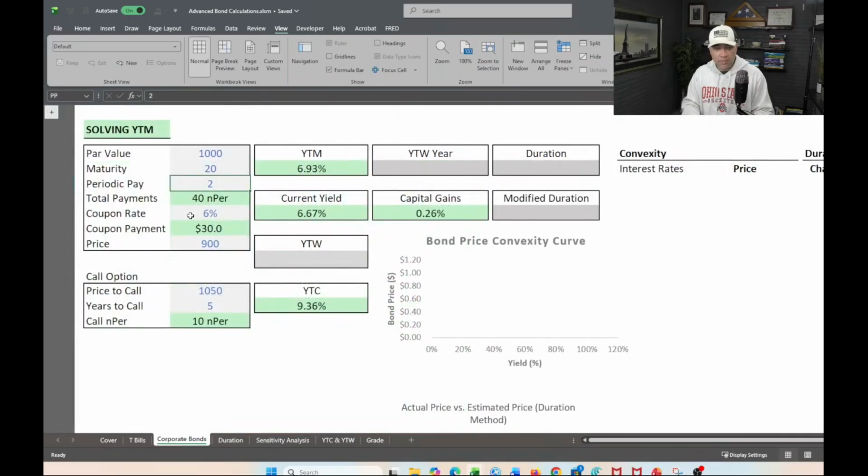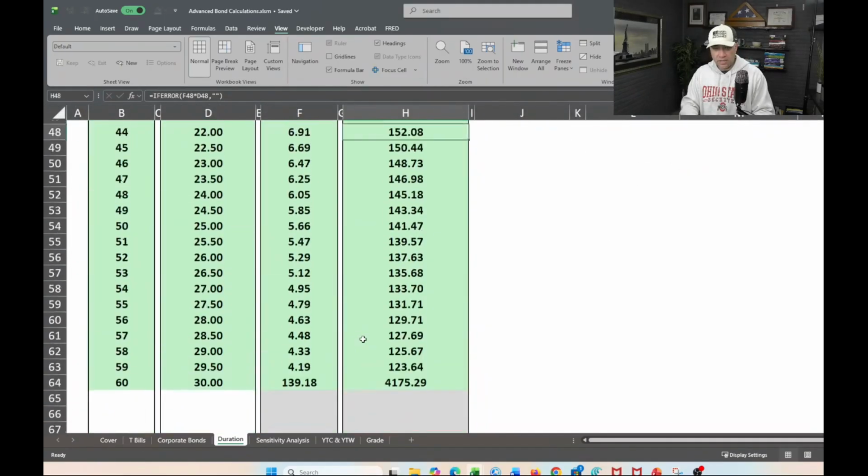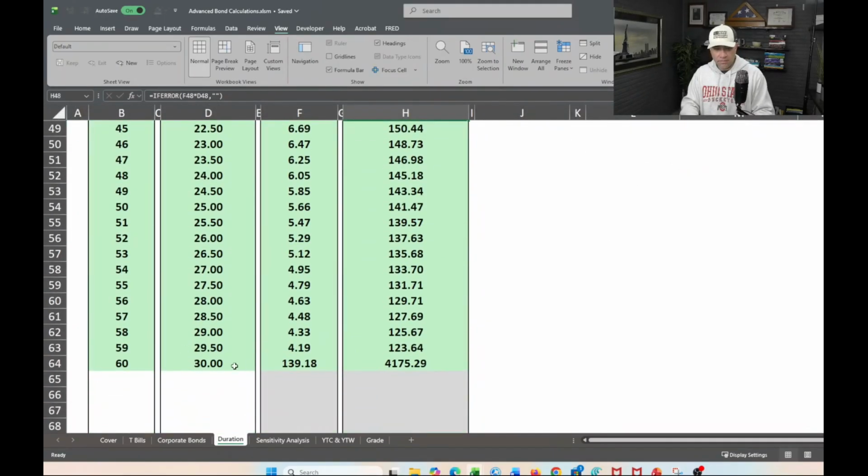Let's go back to the corporate bond. I could change this to 30 years, and it's automatically going to calculate. Look at that. It's going to go up right there to the 60th one. So everything's dynamic and it stops. And look what it did.